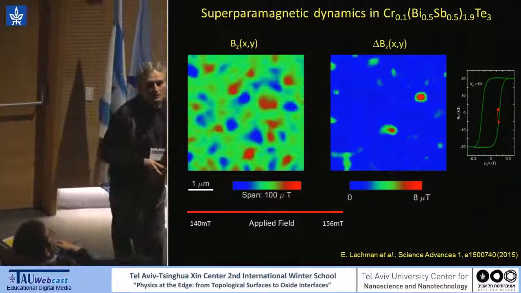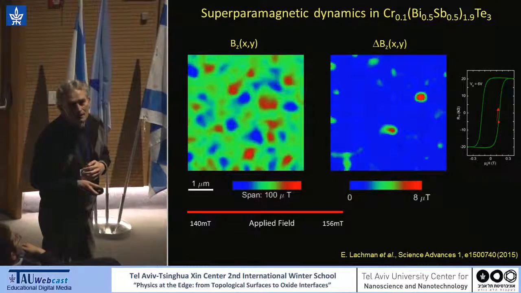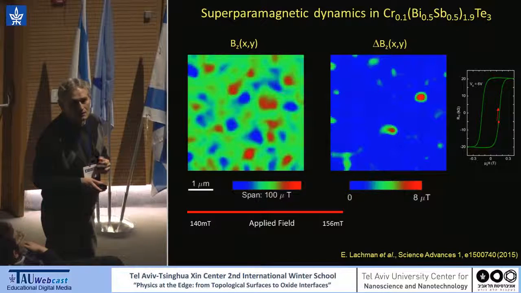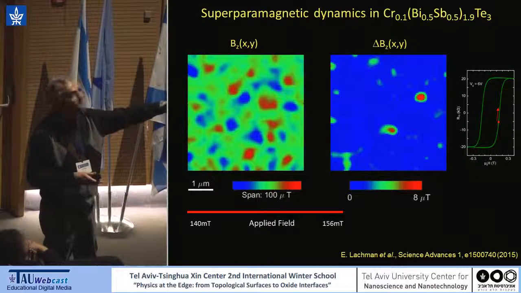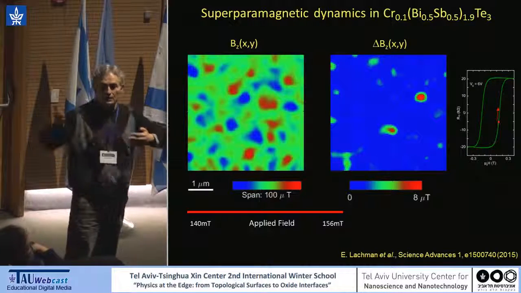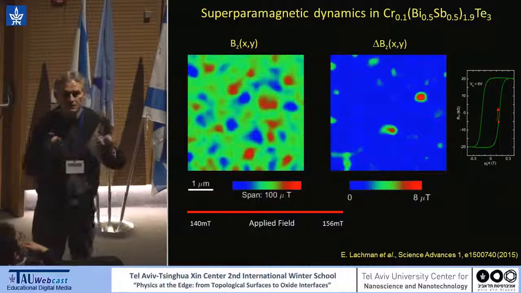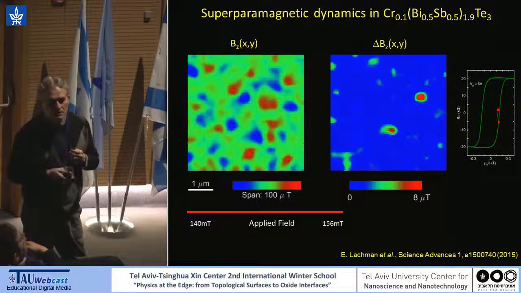Absolutely correct. But can you calibrate the magnetic moment and compare that with what you get from bulk magnets? Yes, I'll show you. If we integrate all these events, it is consistent with the total magnetization that you can measure.